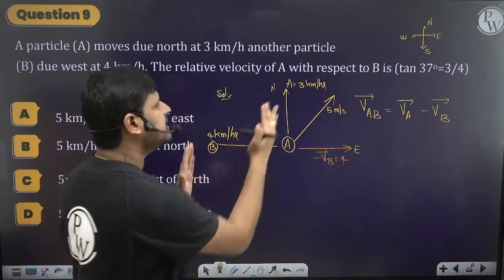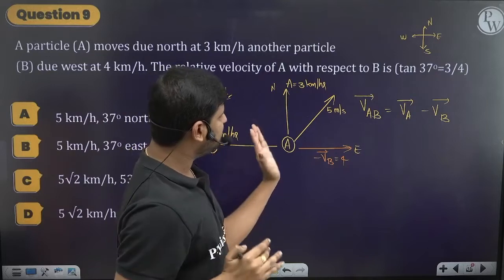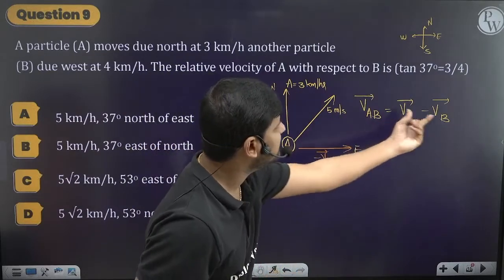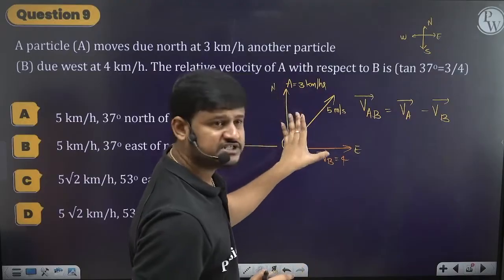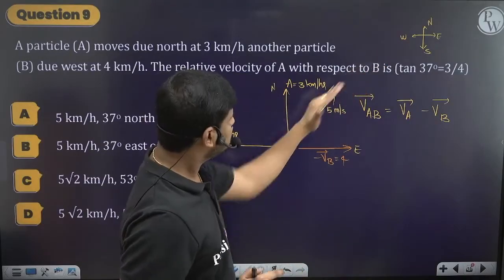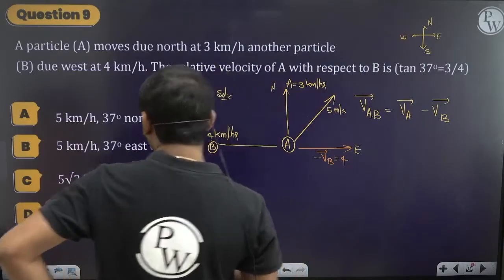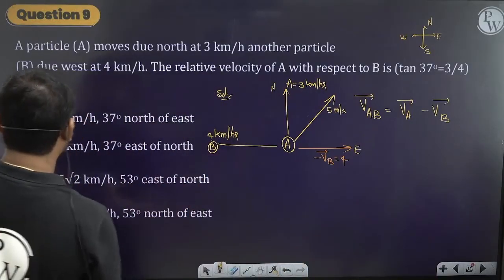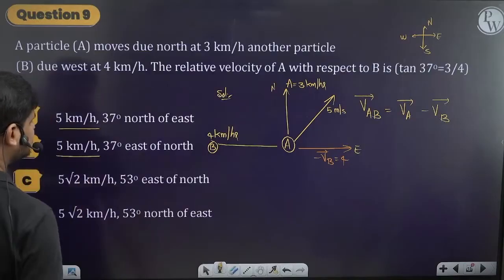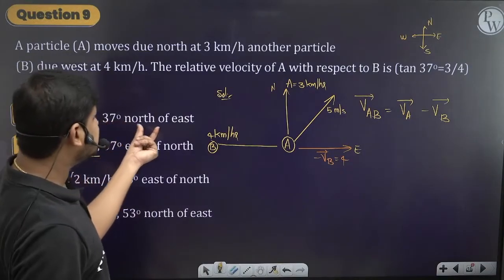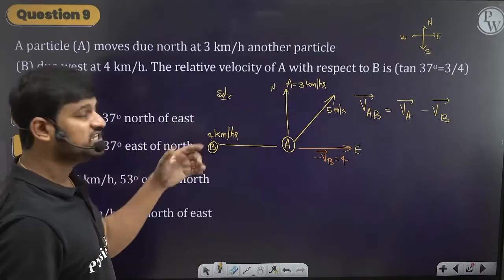See, VA minus VB. Minus VB means the vector will come to this side. So the resultant of these two will obviously come in this direction. We know that, right? Now 5 km per hour is there here and 5 km per hour is there here, so these two are ruled out. The options are 37 degrees north of east or 37 degrees east of north.